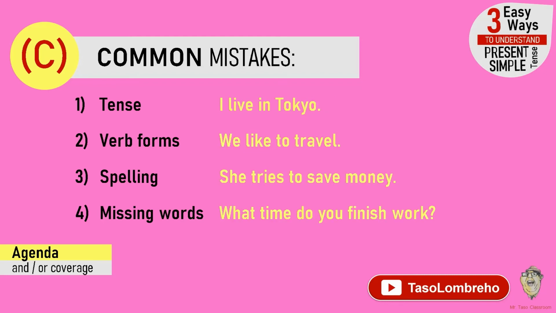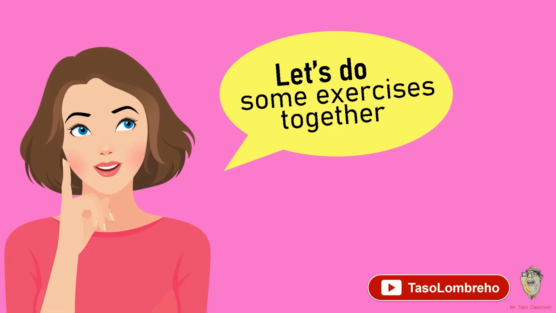So these are the correct versions of each sentence. I live in Tokyo. We like to travel. She tries to save money. What time do you finish work? So remember to always add do or does depending on the subject of your sentence. Now let's do some exercises together.